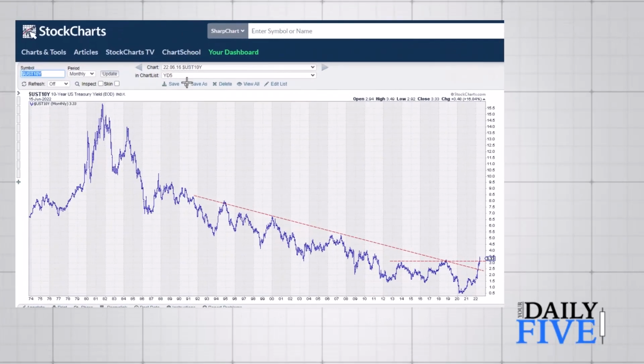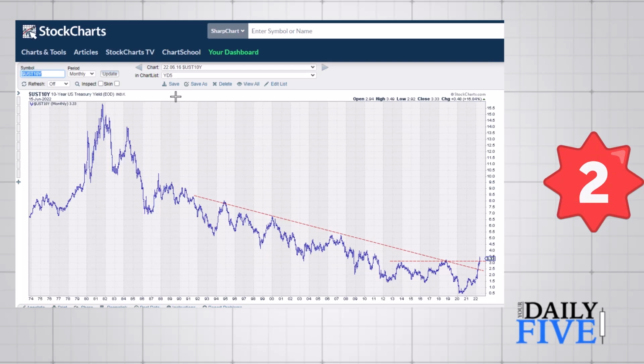First, let's start with the 10-year yields, because I think that is an interesting chart. If you look at this long-term chart, this is a monthly chart. Of course, the month of June is not completed yet, but this is the only way I can show you so much history and the significance of the recent rise in 10-year yields.